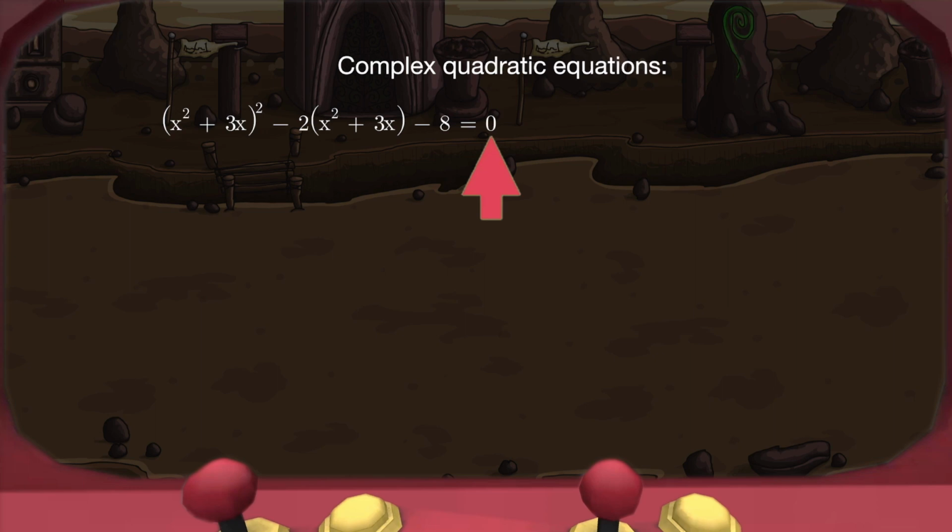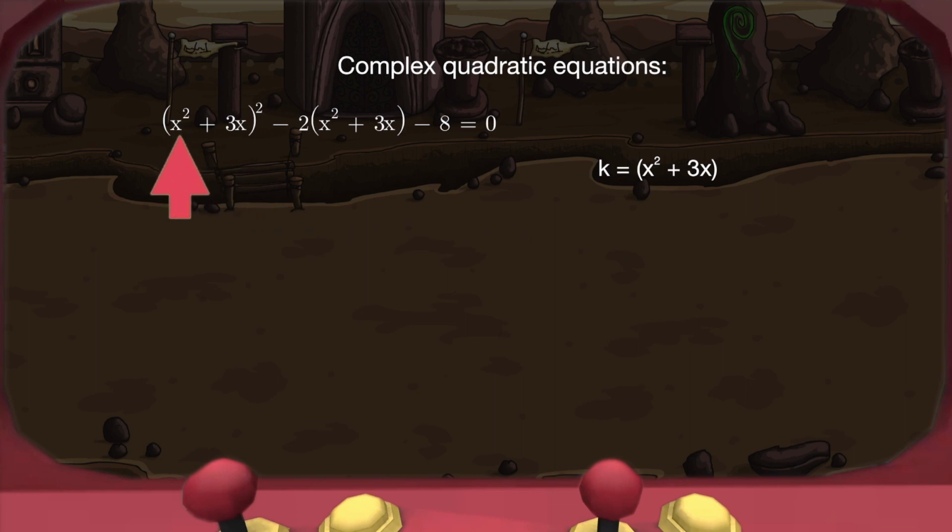Now what we would like to do is make this equation much easier. So we are going to create a variable called k, and then we're going to equate this k to whatever is in common in this equation. So k is now equal to x squared plus 3x, and we are going to substitute k into the place of x squared plus 3x.